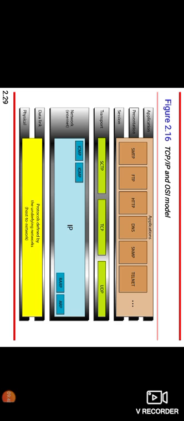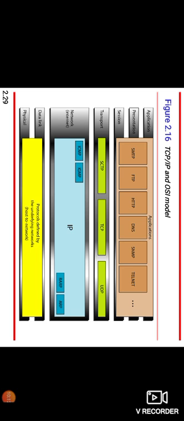Then ARP is used to find the physical address of the node when its internet address is known. The internet address is what we call the logical address. ARP is used to find the physical address of a system whose internet address is known. The physical address is the address imprinted on the network interface card in the network.